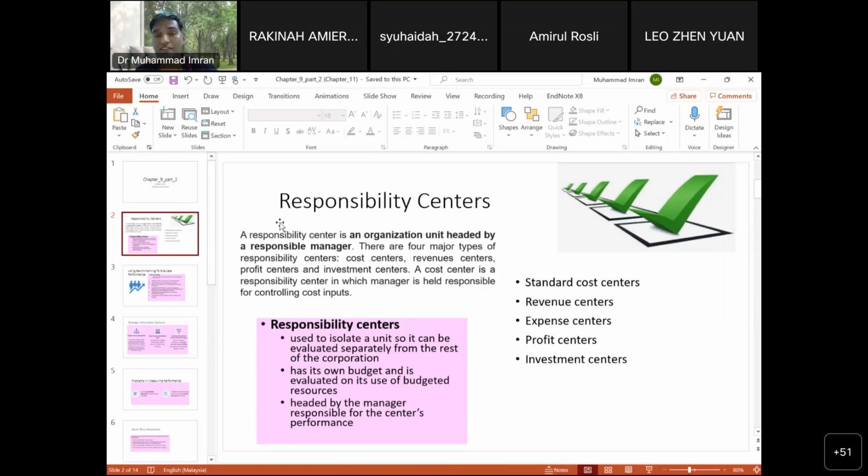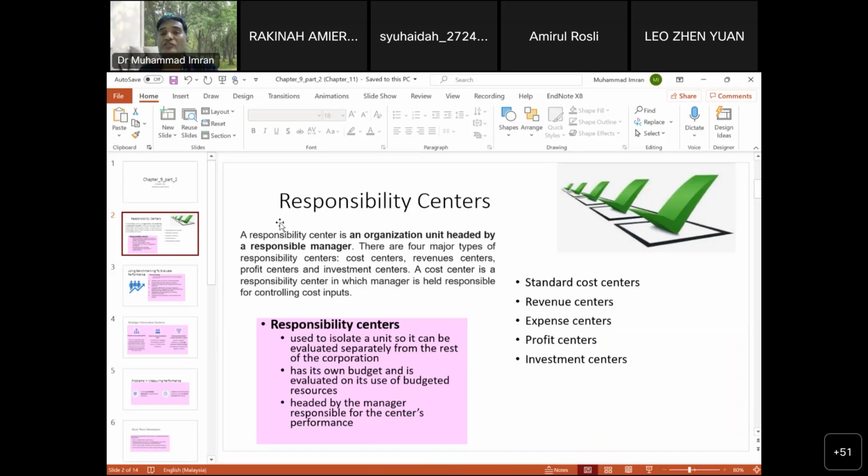Suppose a cost center is a responsibility center in which the manager is held responsible for controlling cost inputs. Same goes with the revenue center, the profit center, and the investment center. In the investment center, the manager is responsible for the investments. Furthermore, a responsibility center is used to isolate a unit of the company or organization, so it can be evaluated separately from the rest of the corporation.